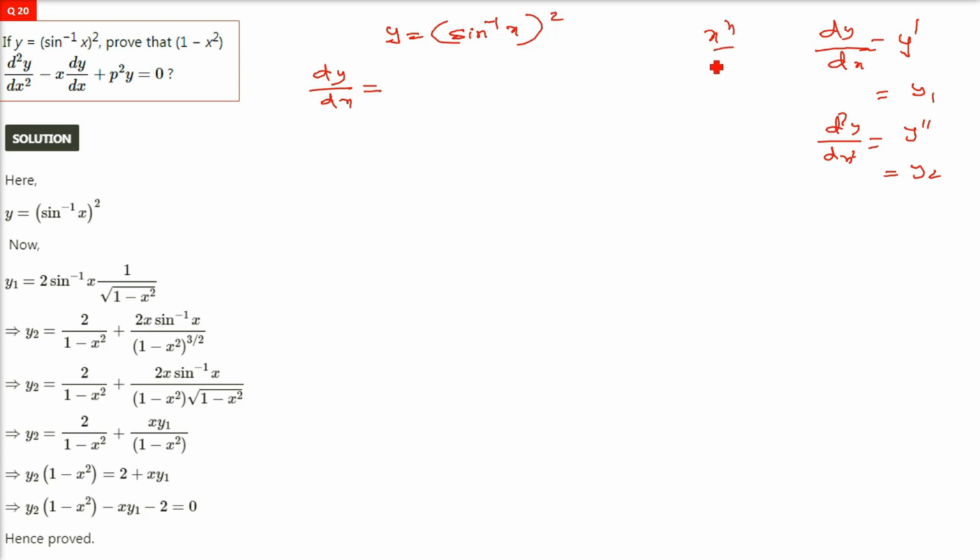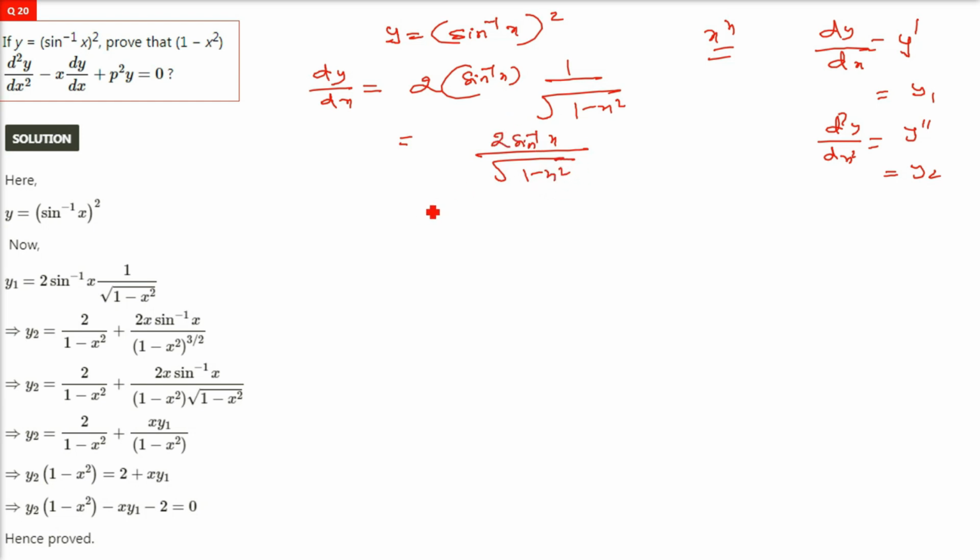It has to be treated just like x to the power n. So it will be 2 sin inverse x to the power 2 minus 1, that is going to be 1. So you have 2 sin inverse x. Now you have to differentiate sin inverse x also. It is 1 by under root 1 minus x square. You get 2 sin inverse x divided by under root 1 minus x square. This is your dy by dx.